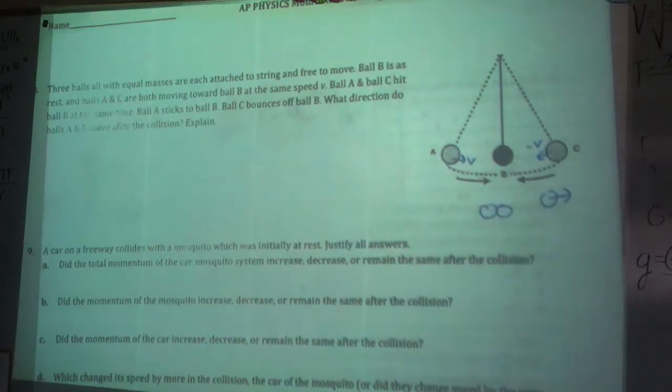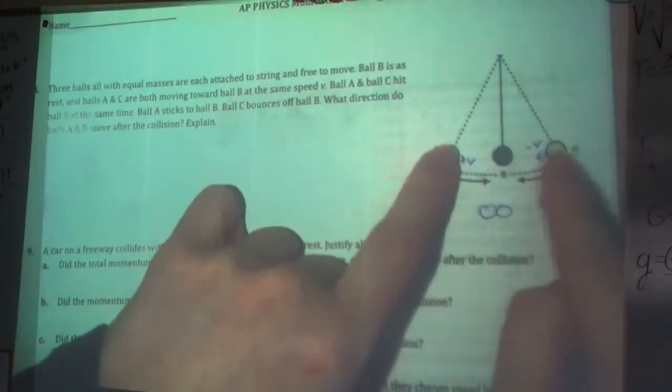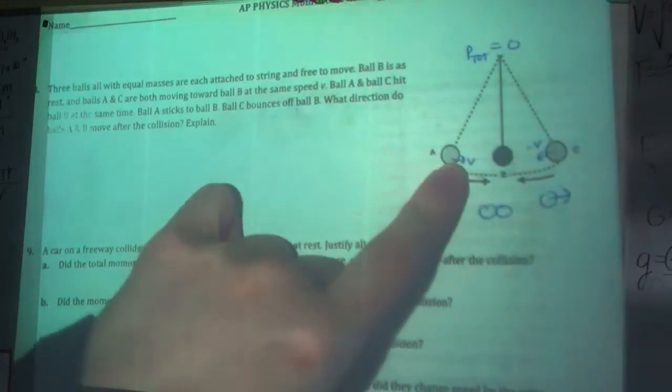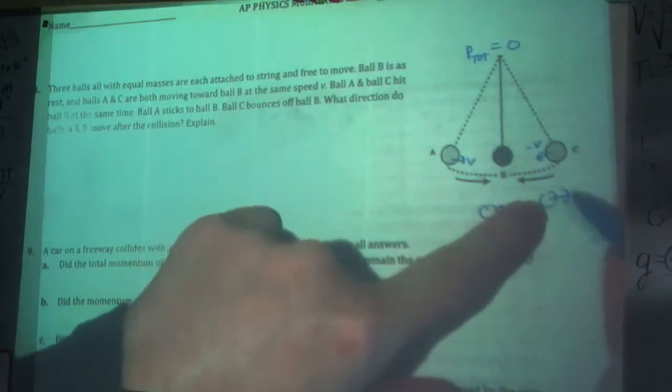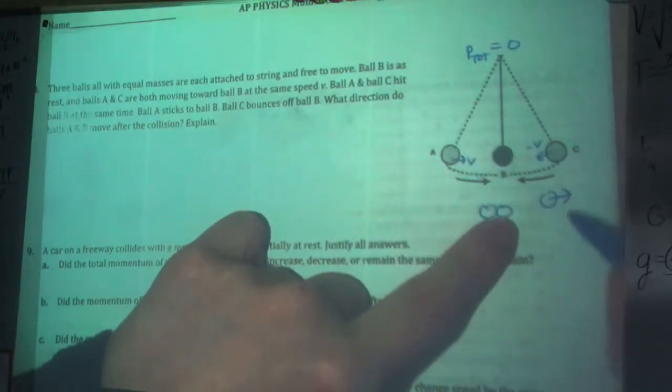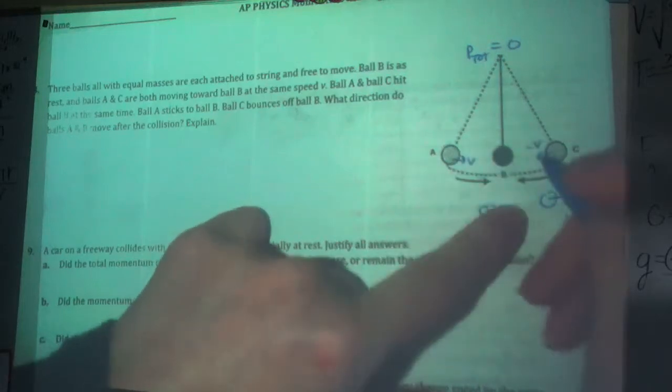So the easiest way to think about this is conservation of momentum. If these are all equal masses and they have the same speed, then the total momentum beforehand was 0. So that means the total momentum after has to be 0. Well, no matter what velocity this one goes off with, it's going to the right, so that means you have some positive momentum.